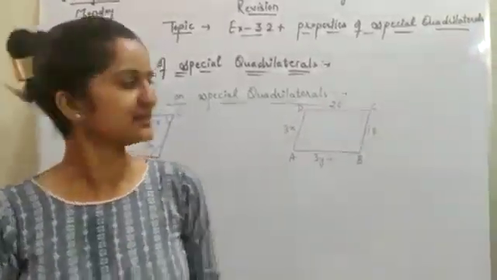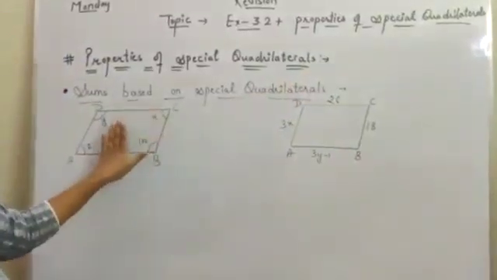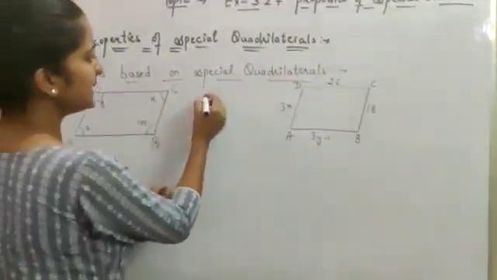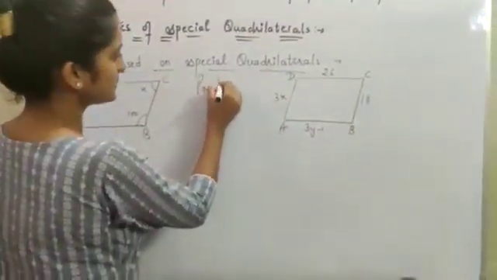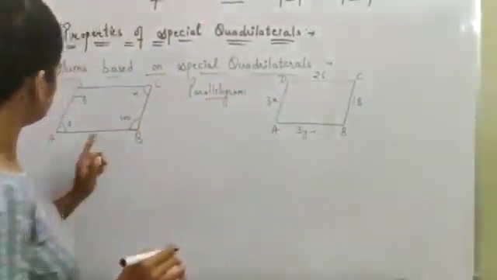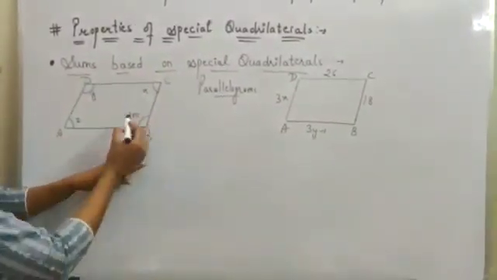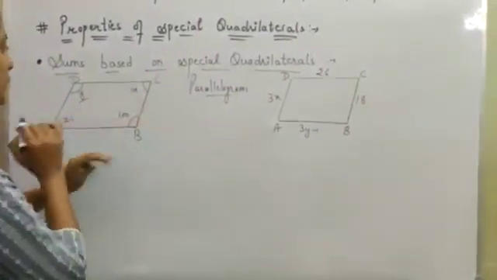Now we'll discuss sums based on special quadrilaterals. So first of all we'll discuss sums based on parallelograms. So we have to recall their properties also. First, ABCD is a parallelogram and we have to find the values of these unknown angles.